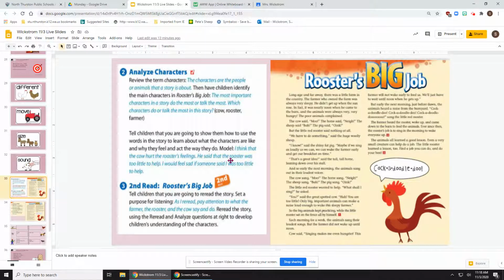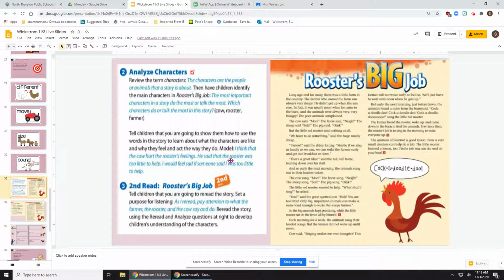It's called Rooster's Big Job. Long ago and far away, there was a little farm in the country. The farmer who owned the farm was always very sleepy. He did not get up when the sun rose. In fact, it was nearly noon when he came to the barn, and the animals were always very, very hungry.